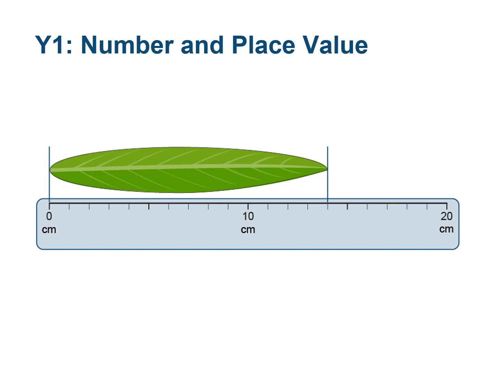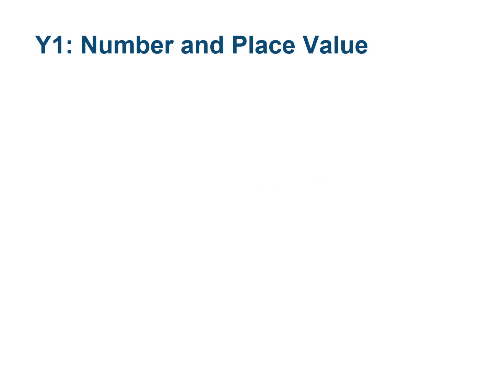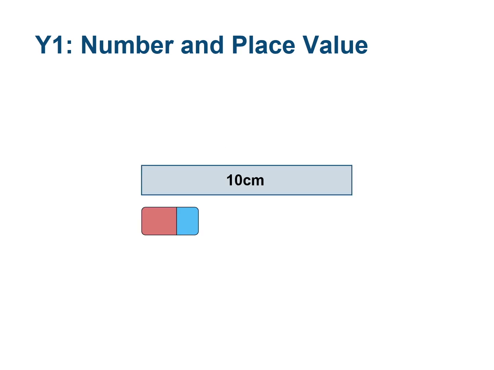Positioning numbers in the number system like this prepares children for working with scales on measuring instruments and charts, for example, measuring the length of this leaf, and helps children compare numbers and make estimations, for example, estimating the length of this rubber relative to a 10 centimetre length.